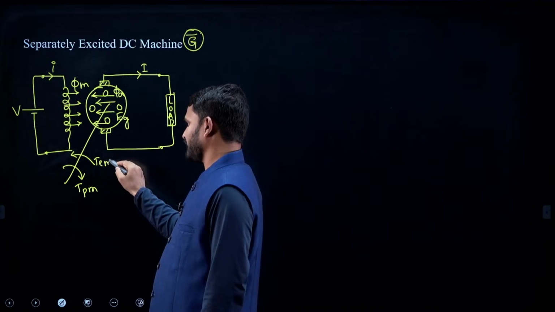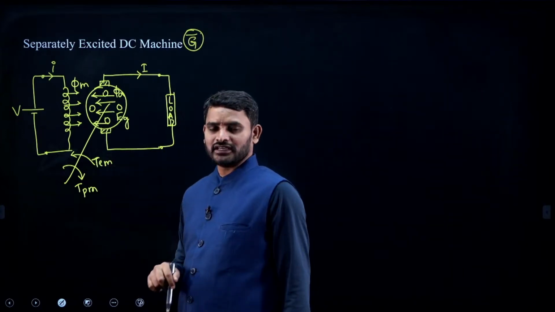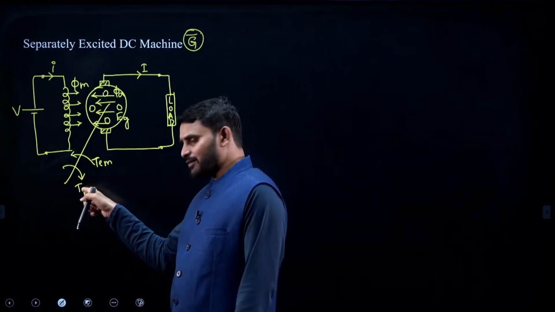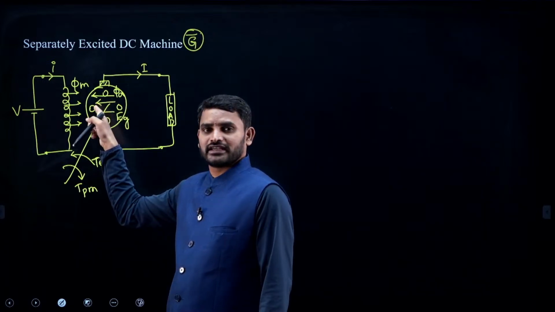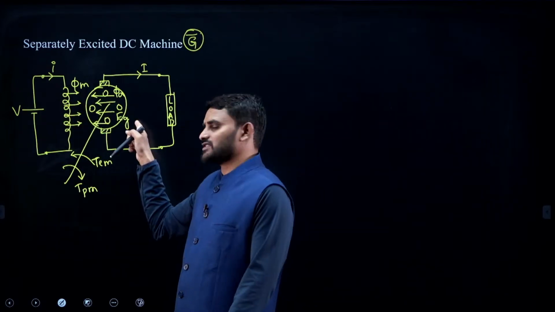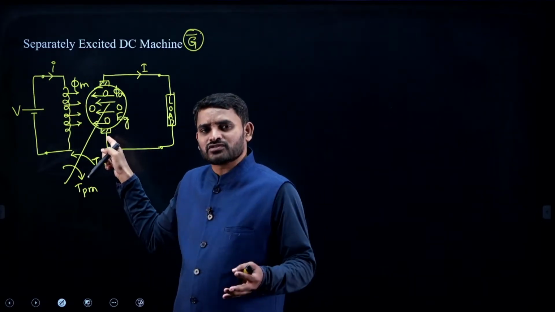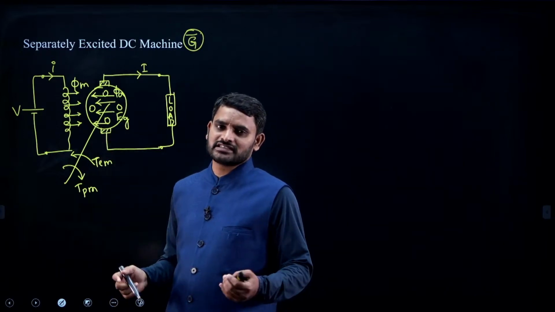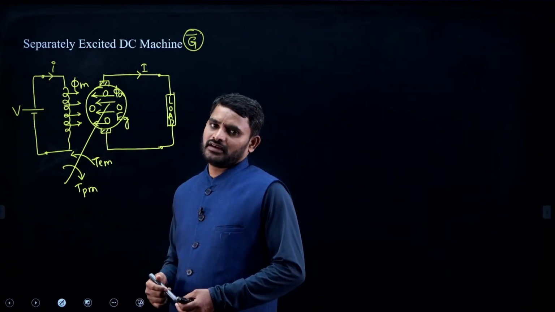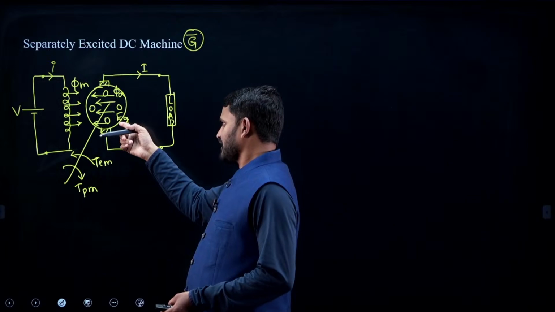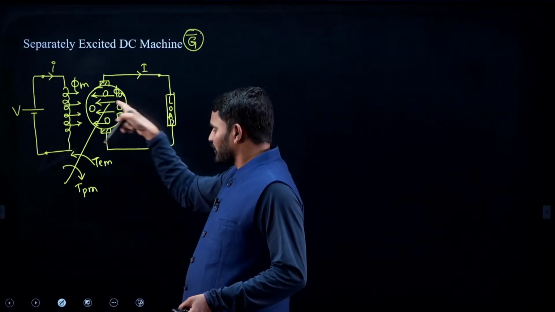to satisfy Lenz's law. Why? Because of prime mover torque, conductors are rotating and they are cutting the flux lines, therefore EMF is induced. EMF always wants to oppose the very cause of its production to satisfy Lenz's law, to obey Lenz's law, right. Now to obey Lenz's law, EMF is circulating a current and producing a flux.